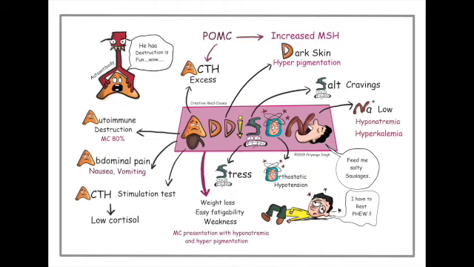For management, you want to add isotonic fluids like normal saline or D5 and normal saline, plus IV hydrocortisone if known Addison's, or dexamethasone if undiagnosed because it doesn't interfere with the cortisol assays that you would need to diagnose it. Reversal of electrolyte disorders and fludrocortisone if needed.